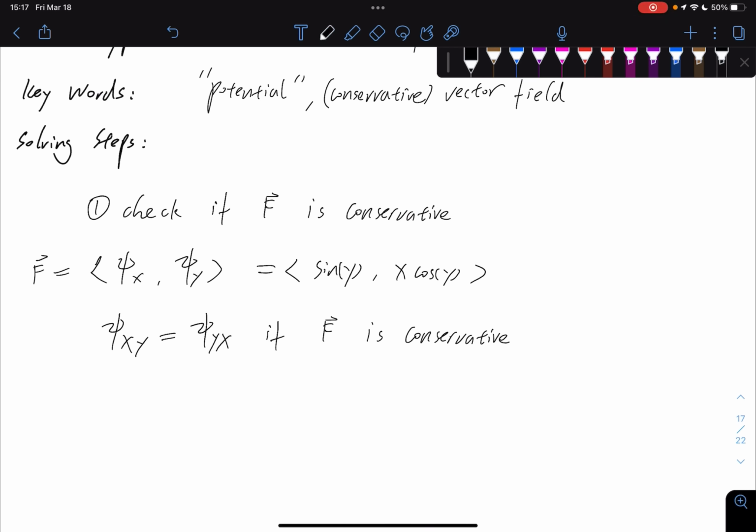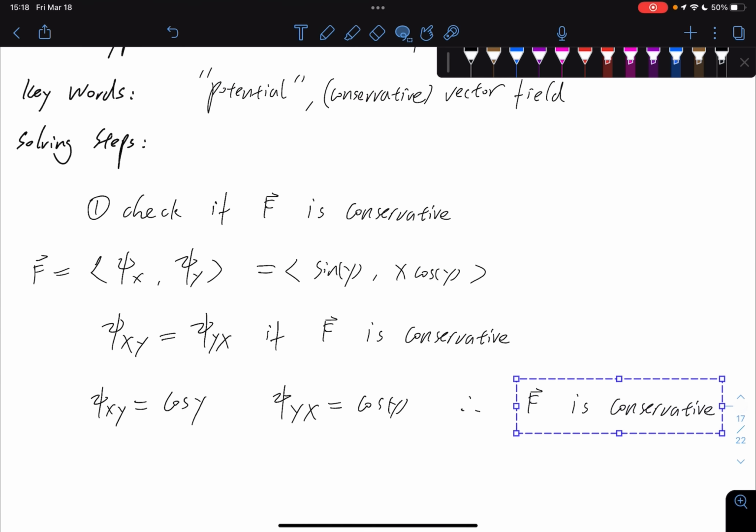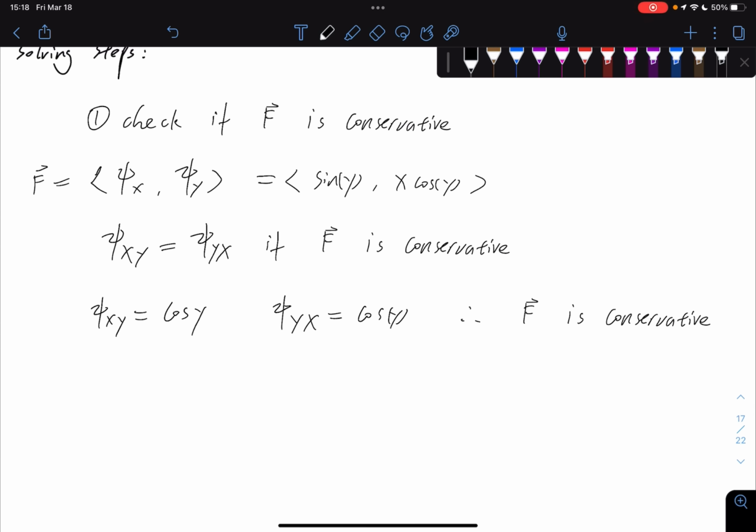We know ψx is sine y, so ψxy equals cosine y. Then ψyx equals cosine y as well, by taking the partial derivative of this with respect to x. So therefore, F is conservative. Now we can go ahead and find the potential function of the conservative vector field. Second step.